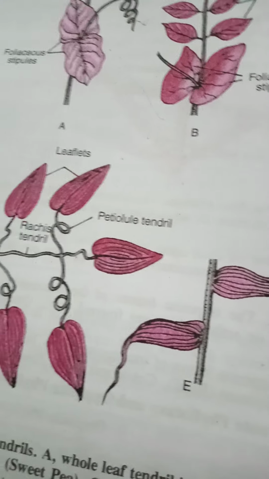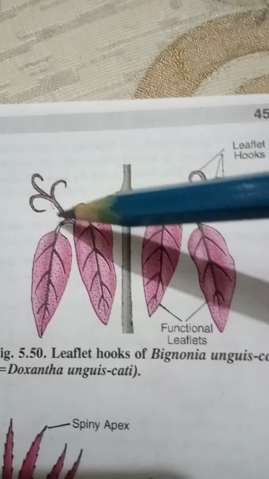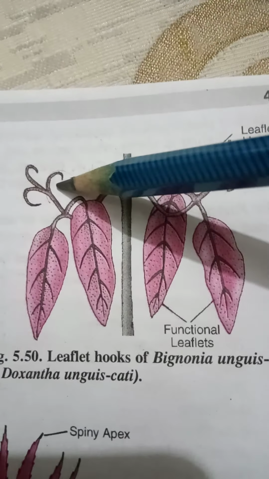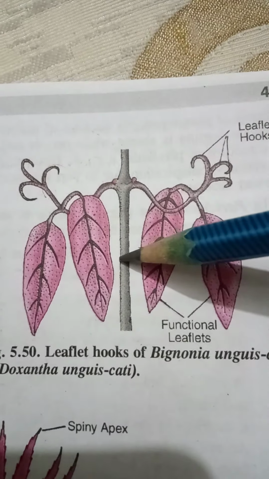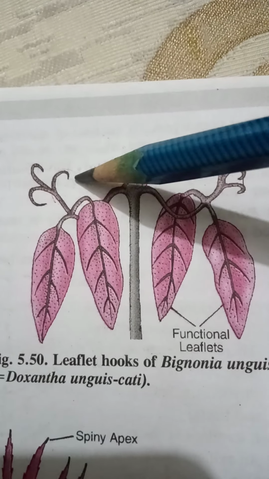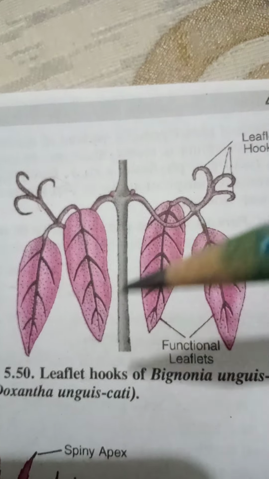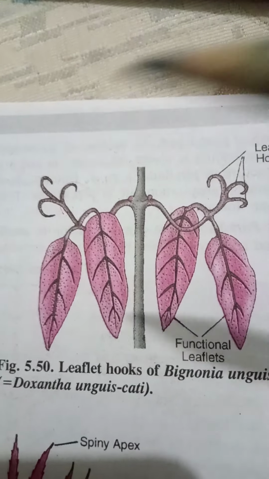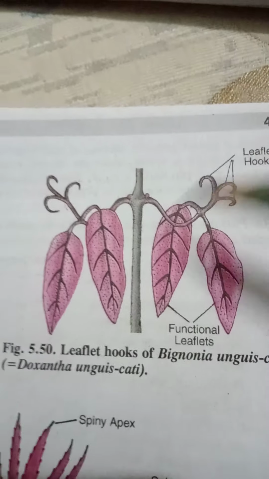So next we come to the leaf hooks. Leaf hooks are extra modifications. Basically the upper leaves, the leaflets, develop hook-like structures, and these structures help the plant for clinging purpose, that means for clasping the proper support.